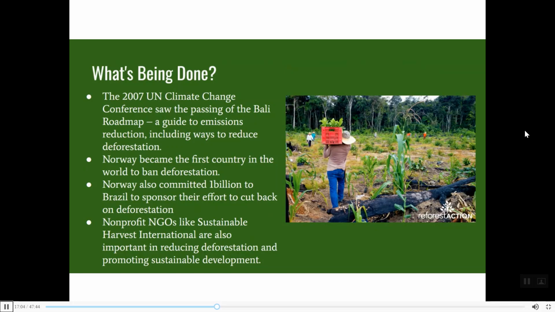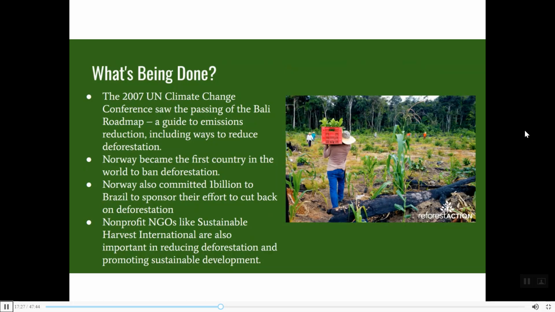Norway is a great example of this. Norway became the first country in the world to ban deforestation across the board. They've made a commitment to zero deforestation, which means that Norwegian lawmakers will not award any government contracts to companies that take part in clear-cutting of trees.